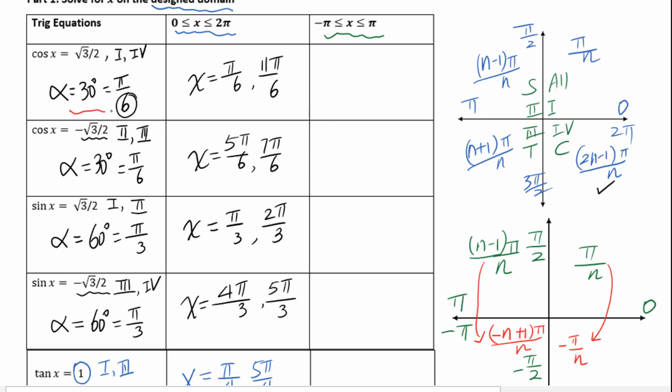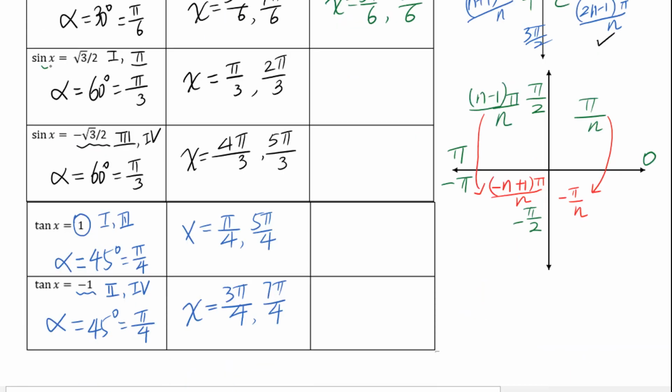The reference angle is the same. The quadrant is the same. Then x will be, first quadrant, still pi over 6. Fourth quadrant will be negative pi over 6. For cosine negative square root of 3 over 2, the second quadrant angle is 5 pi over 6. The third quadrant angle will be negative 5 pi over 6.